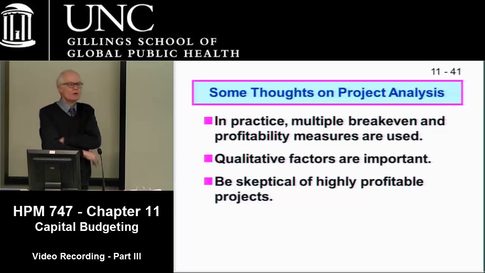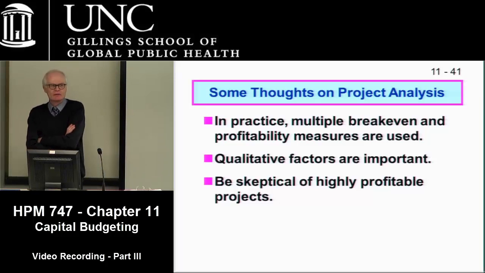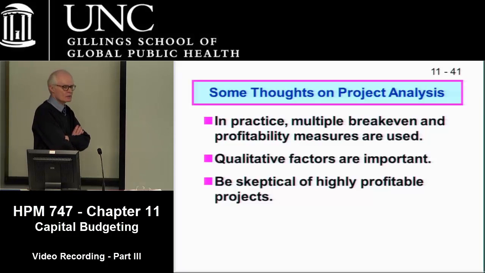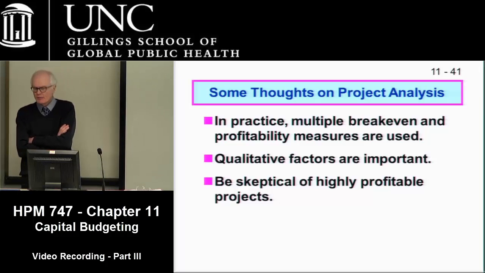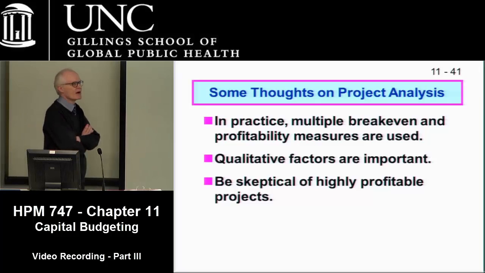In the real world, multiple criteria will be used. Almost always ROI is used, at least if a CFO is involved in the decision. The ROI will be the dominant metric used, but there will always be qualitative factors. Give me some examples of qualitative factors that you can think of.